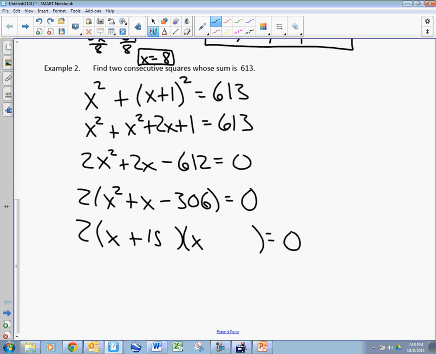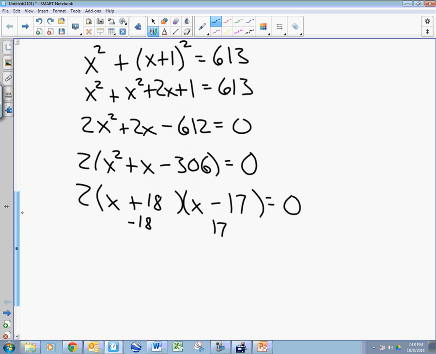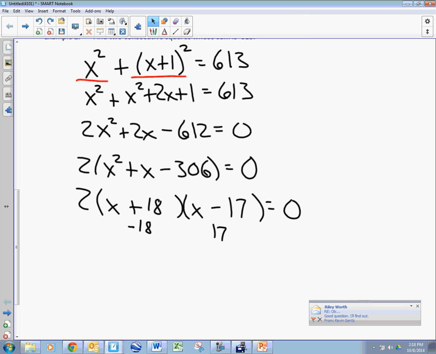So I've got 2 times x plus 18 and x minus 17. Negative 18, positive 17. Are those squares? No, they're not squares at all, but they allow me to arrive at my solutions. These are my squares. Those are my squares. I mean two consecutive squares.